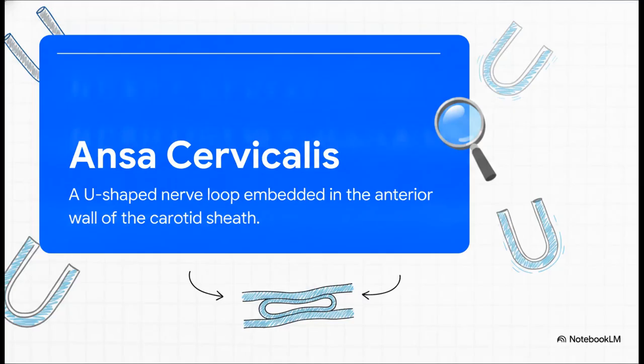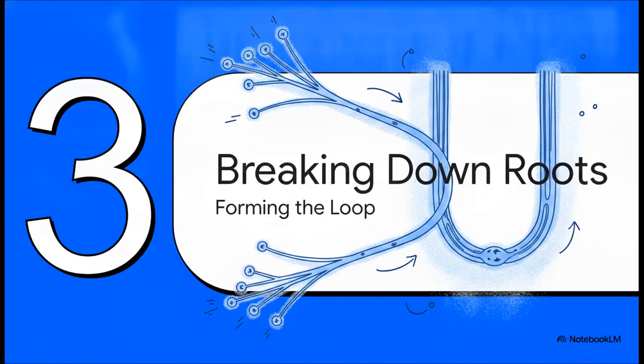Now that we found its exact address, that anterior wall, what exactly is the Ansa cervicalis? Well, historically it was known as the Ansa hypoglossi, and it's essentially a U-shaped nerve loop. It literally looks like a suspended loop of wires sitting right there in the carotid triangle. The shape is the whole giveaway here, because Ansa actually translates to loop or handle in Latin. Moving to part 3, breaking down the roots.